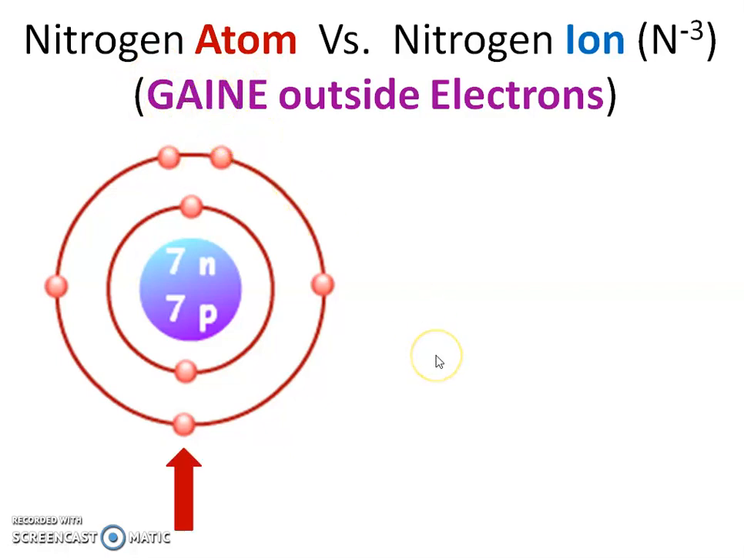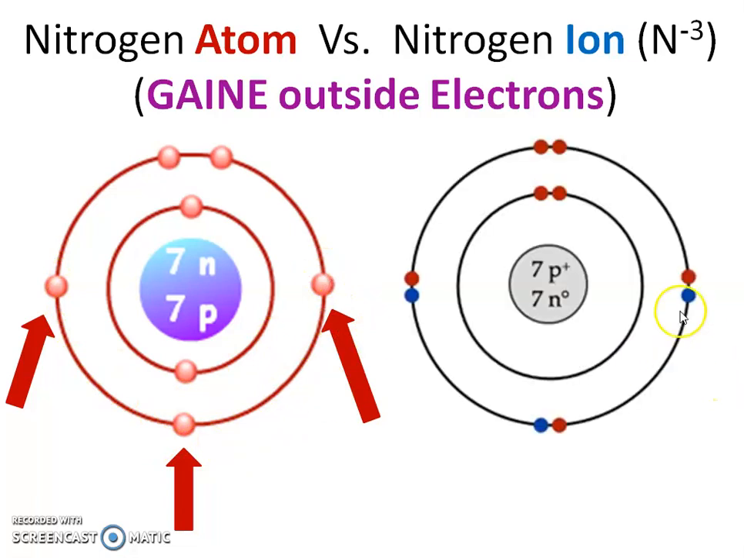So we're going to gain outside electrons. Here we have a pair, nothing's going to happen there, but we can add an electron here, an electron here, an electron here to get 3 more pairs of electrons. And what happens is that ion has now gained those electrons.